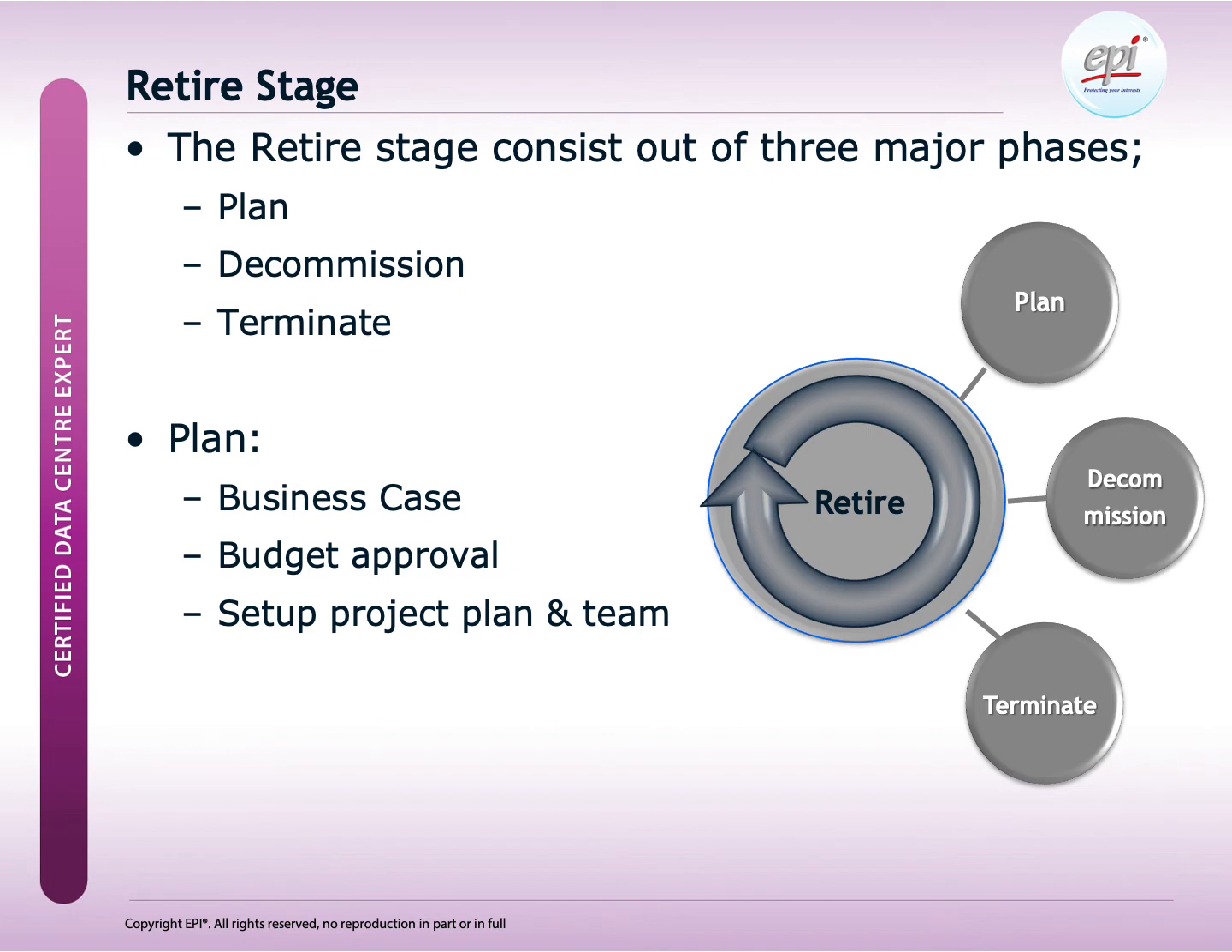We just built a data center, so let's break it down again. The retire stage consists of three major phases: plan, decommission, and terminate. Plan means that we need to create a business case, that we need to get budget approval, and we need to set up a project plan and a project team.